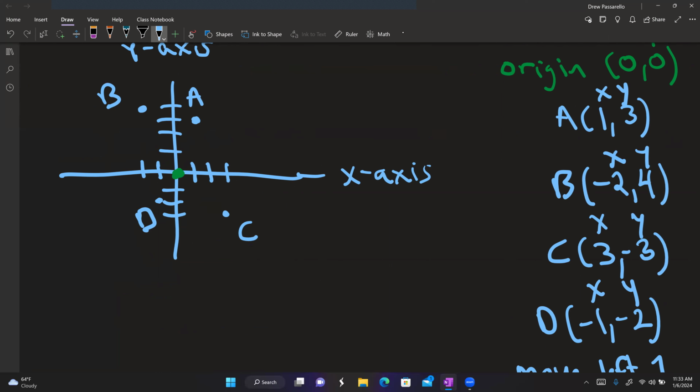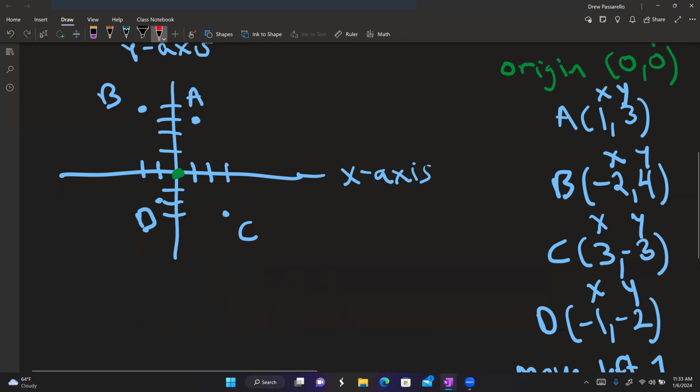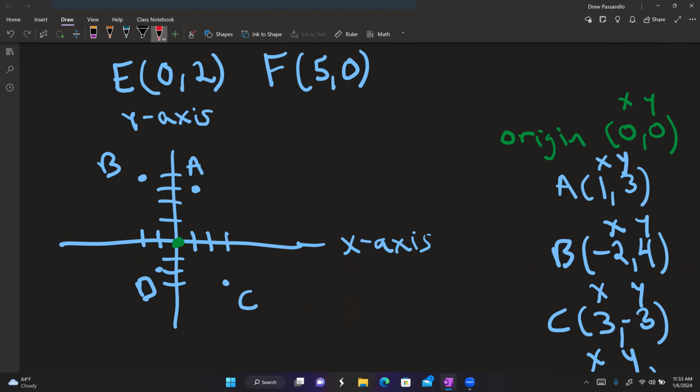Okay, so each point so far is in its own quadrant. And the way they call the quadrants, they use Roman numerals, and it goes counterclockwise, they would label this quadrant, quadrant 1. And in this quadrant, notice that A, 1, 3, they're both positive. So it's going to always have a positive x and a positive y.